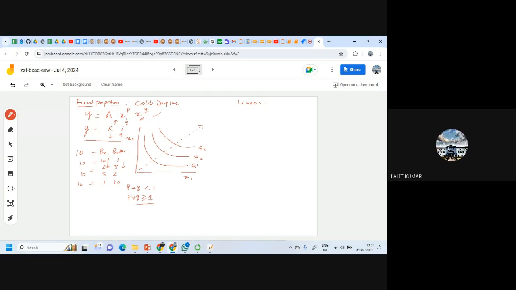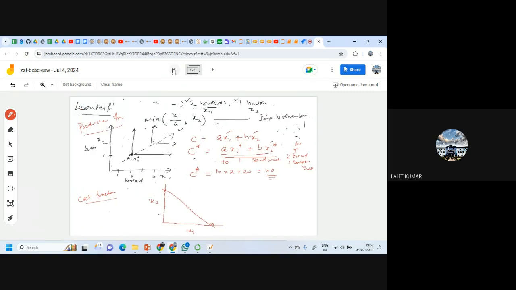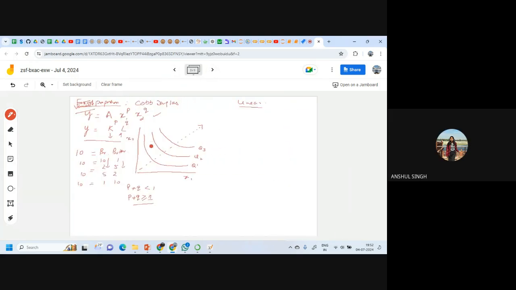Cobb-Douglas and linear functions are variable proportion production, while Leontief is the fixed proportion production. Leontief is fixed because it is a minimum: the minimum of x1 divided by a and x2 divided by b.